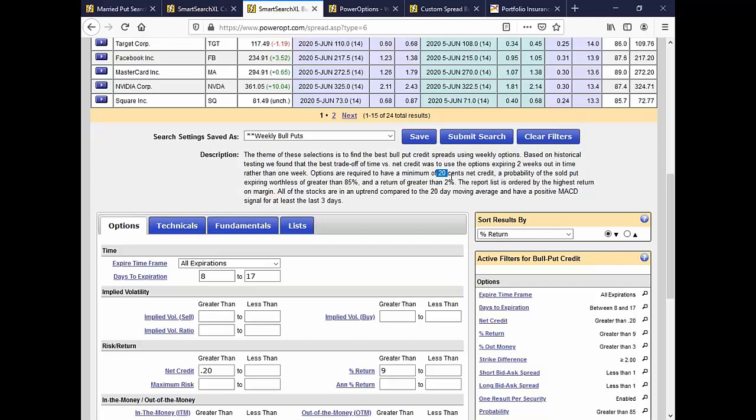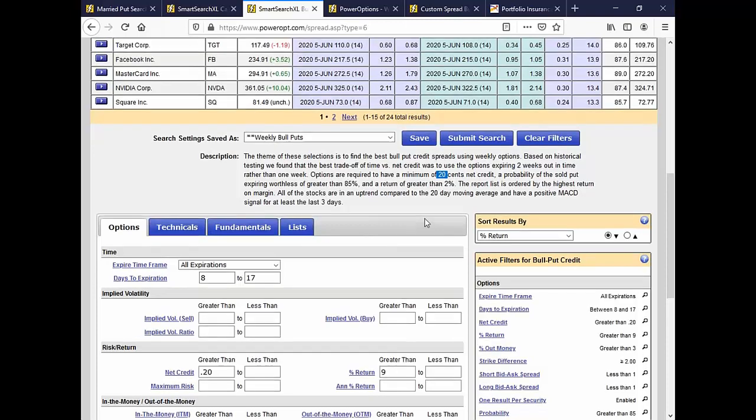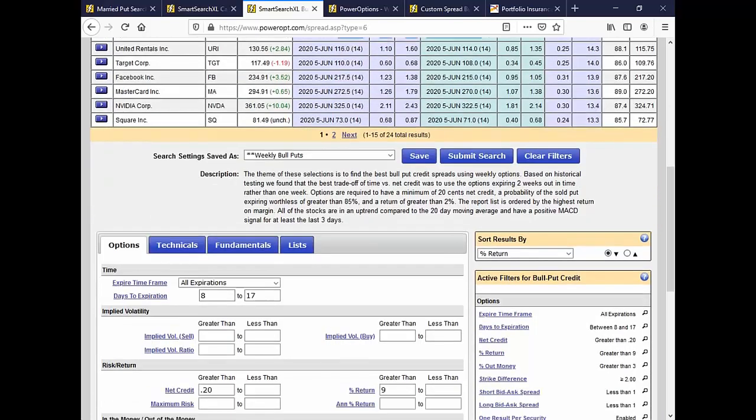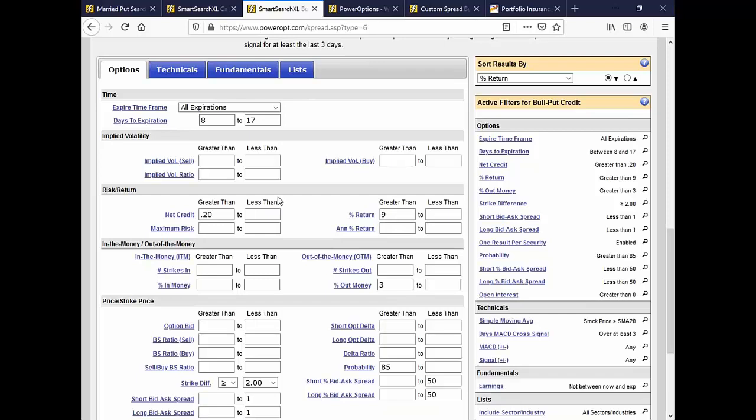It's very hard to find good probability credit spreads 5 or 4 days out in time unless you go 3, 4, 5, 6 points apart, or usually 5 points apart or more, to get the 20-cent net credit. Most of mine are going to be 2 to 2.5. Some will be 5. This one's a 2. There's a 5 there on Splunk. Okay. And now to the meat of it.